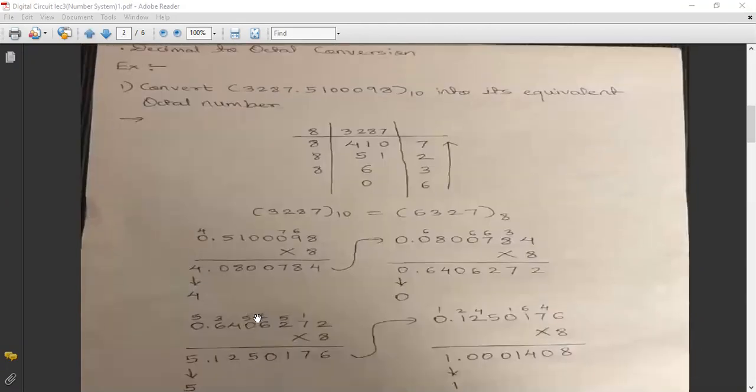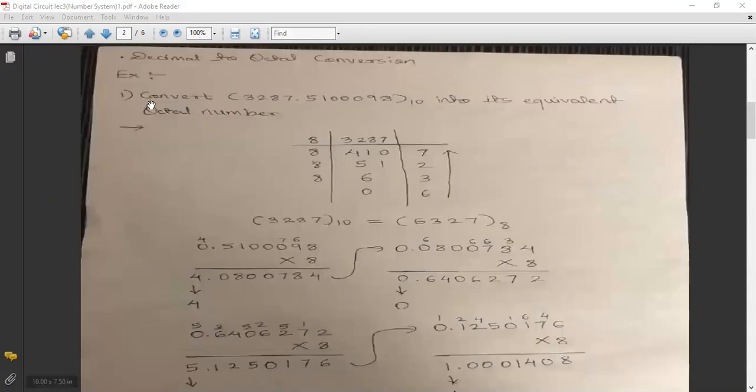Now let us proceed further and see the conversion of decimal number into octal number. So the first example is what we need to do here. We need to convert this number to the base 10 into its equivalent octal number. So the number is 3287.510098 to the base 10. So let us extract the left part of this number. So write down 3287 and divide it by the octal base, that is divided by 8.